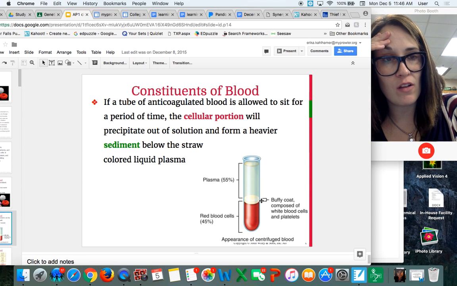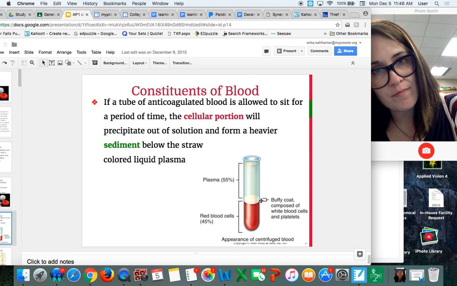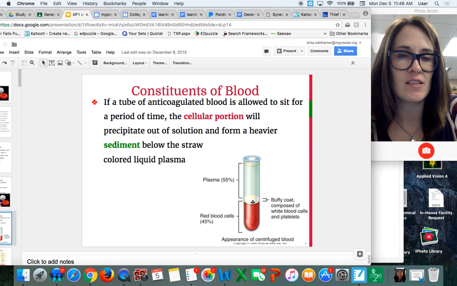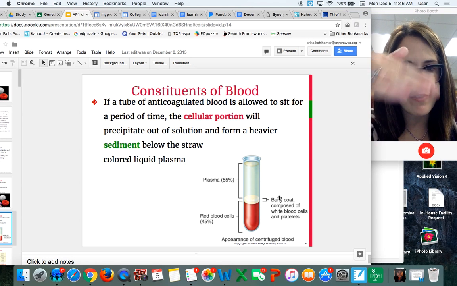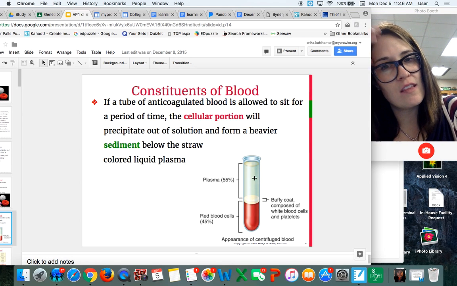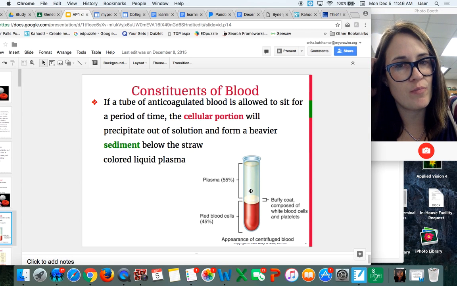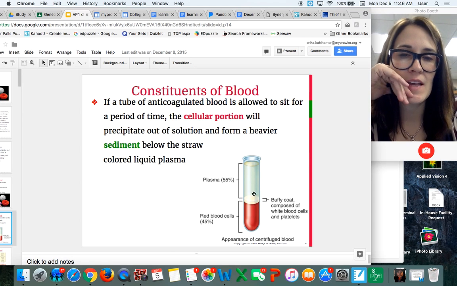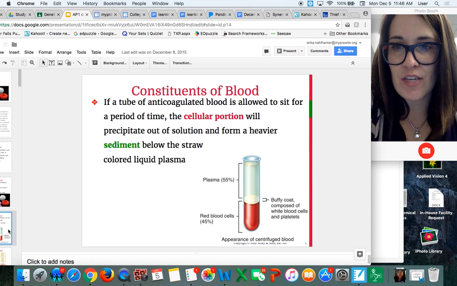What will go to the middle, based on weight, will be the white blood cells and the platelets. They'll form what is known as the buffy coat. You can see it there. And then the largest percentage of your blood volume, about 55%, is the liquid part of your blood, known as the plasma. You can see it's kind of a light yellowish color there.